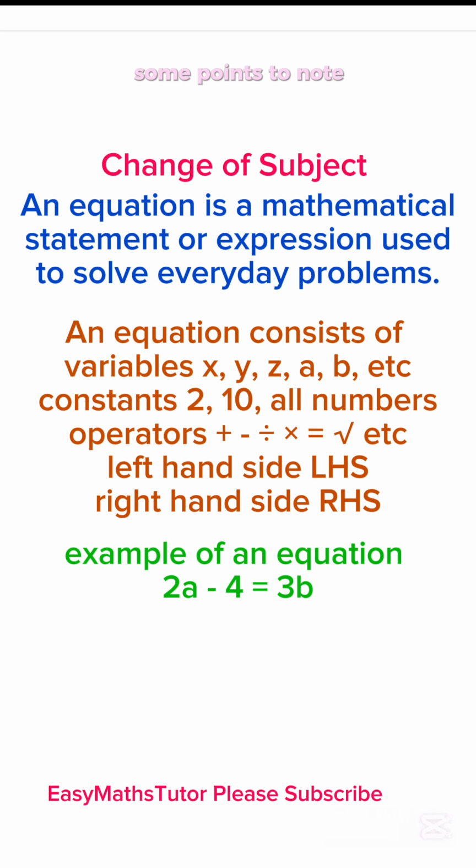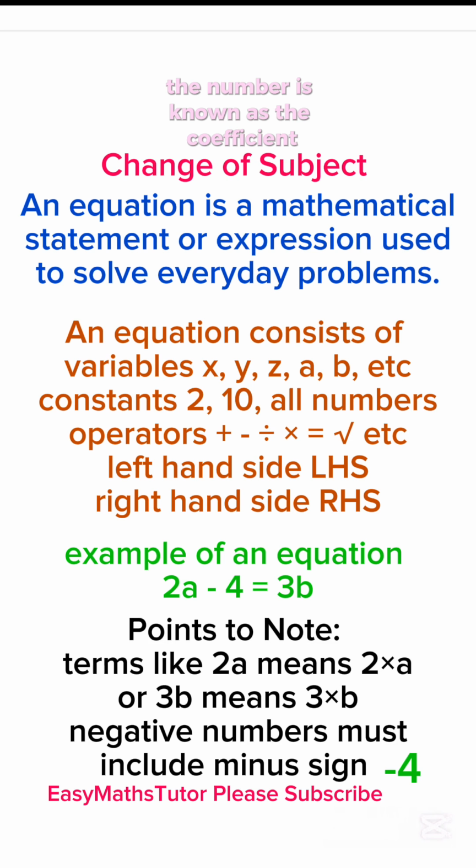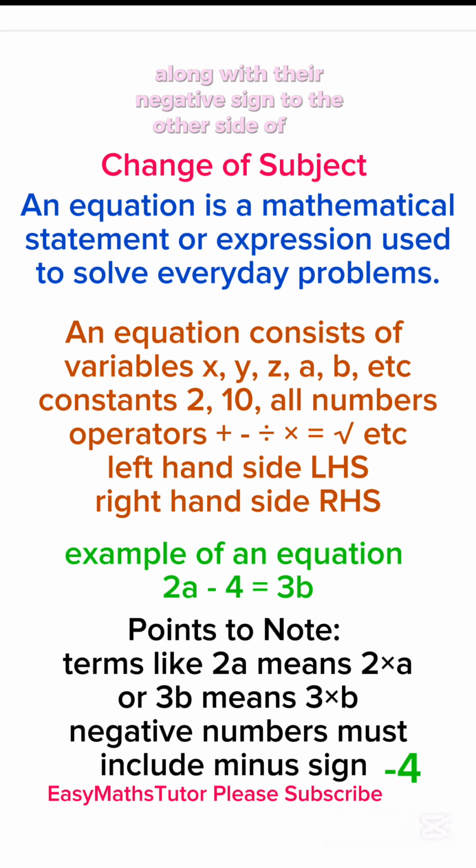Some points to note. If you see a term like a number and a variable, the number is known as the coefficient, and it means the coefficient times the variable, which is 2 times a for 2a. And negative numbers must be moved along with their negative sign to the other side of the equation, which turns them to positive.